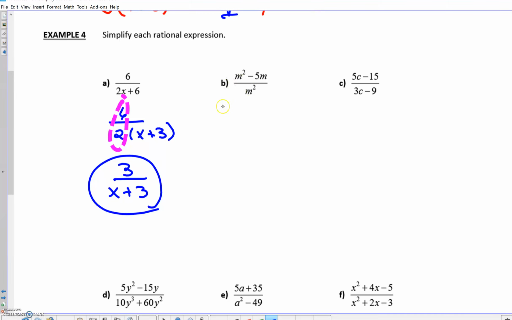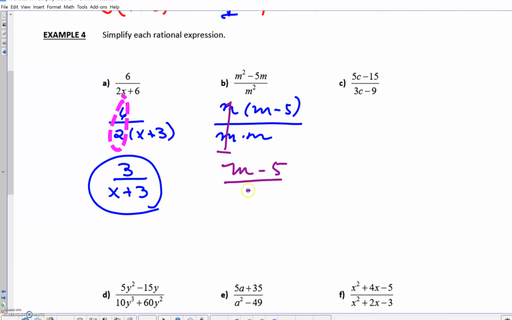B, the numerator, I can factor out an m, leaving m minus 5, and then I have m squared, which is m times m. So when I reduce it, I will cancel those and get my 1, and I would then be left with m minus 5 in the numerator and an m in the denominator. And that's my answer there.